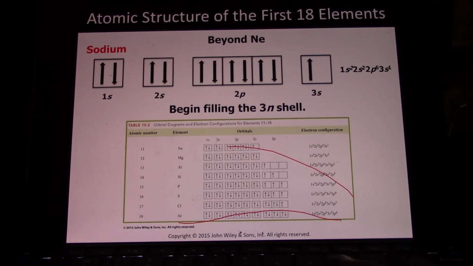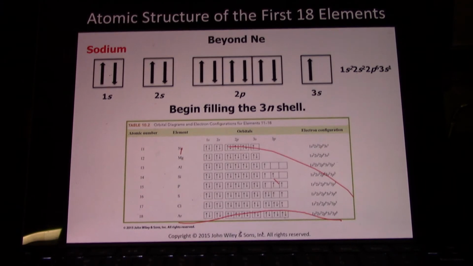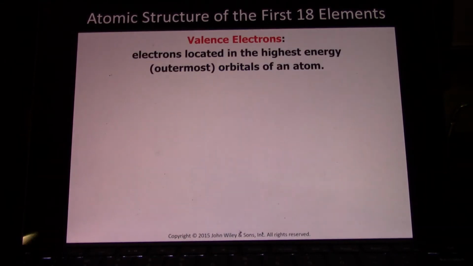So after 2p6, we go to the next row on the periodic table. 3s1 for sodium, then 3s2 for magnesium, then 3p1 for aluminum. Then you notice, just like before, each orbital gets 1 electron. They all have parallel spins. And then they double up when they're forced to until we have argon. A completely full n equals 3 shell gives us a noble gas.